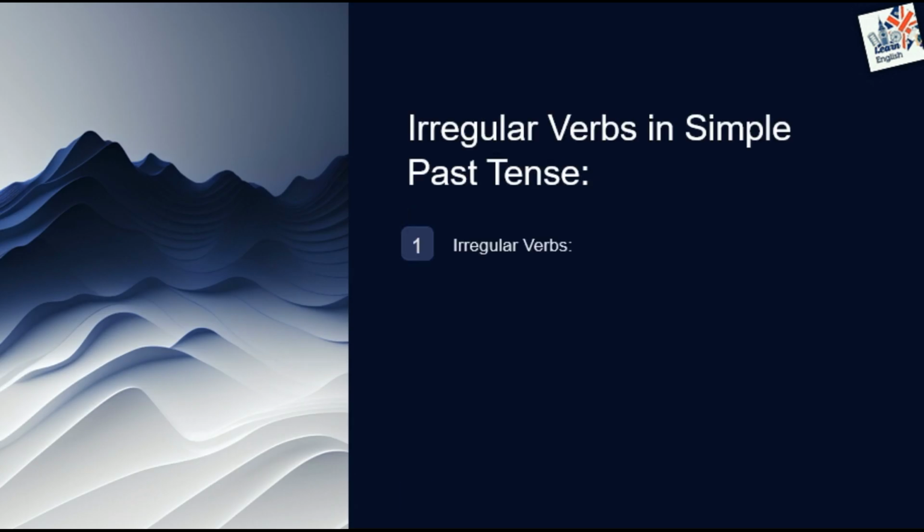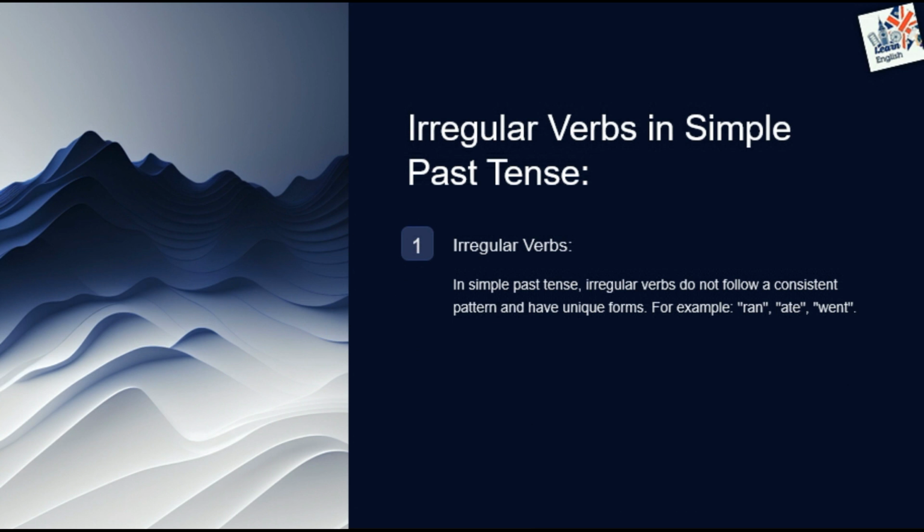Irregular verbs in simple past tense. Irregular verbs do not follow a consistent pattern and have unique forms. For example, ran, ate, went. Example sentence: She went on a vacation to Paris last year.